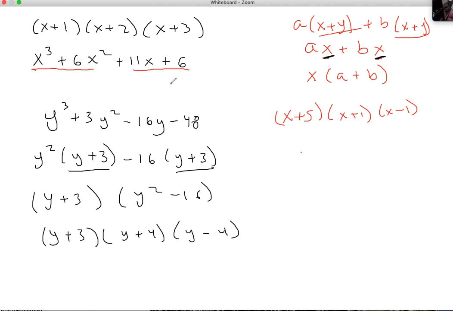But that said, again, factoring by grouping only applies to a very small number of problems. And when it does, it's handy. So that's kind of the takeaway from it.